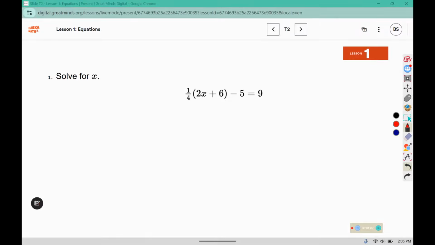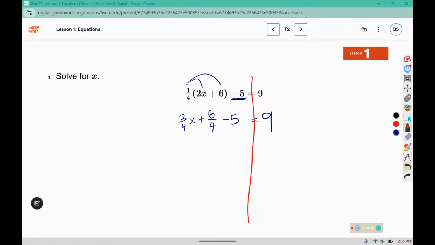In this one, we are solving for x. So we'll separate the left side of our equation and the right side of our equation. When we see parentheses, that's an indication to do the distributive property. So a fourth times 2x, you can rewrite as 2/4 x. 1/4 times 6 is 6/4. We still have this -5 here, and it all equals 9.